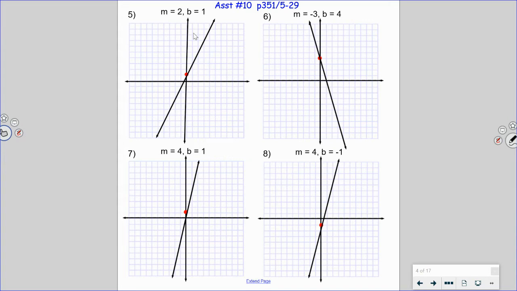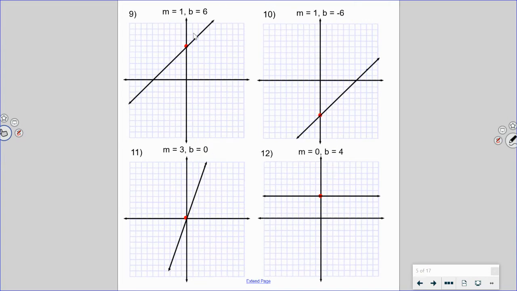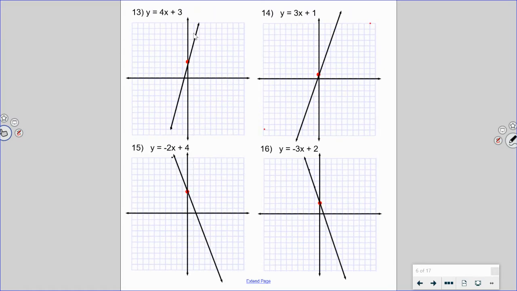But lots of homework to review, so go ahead and I'm going to continue to go through pages, hit pause, come on back when you're ready. So there's 5 through 8, and here was 9 through 12. Again, hit pause, come on back when you're ready. Please notice that I've written the slope, y-intercept, as well as plotted and graphed the line. Pause, come on back when you're ready.